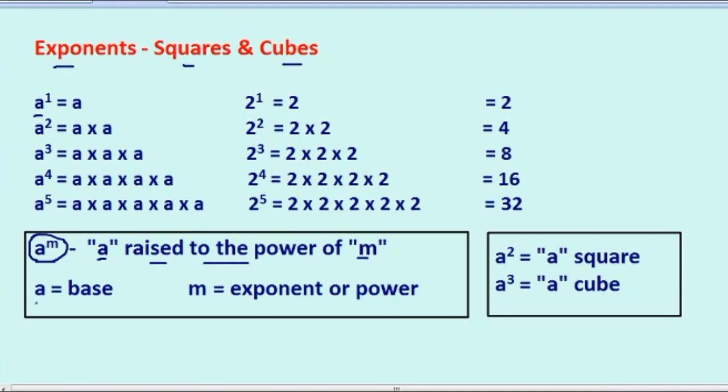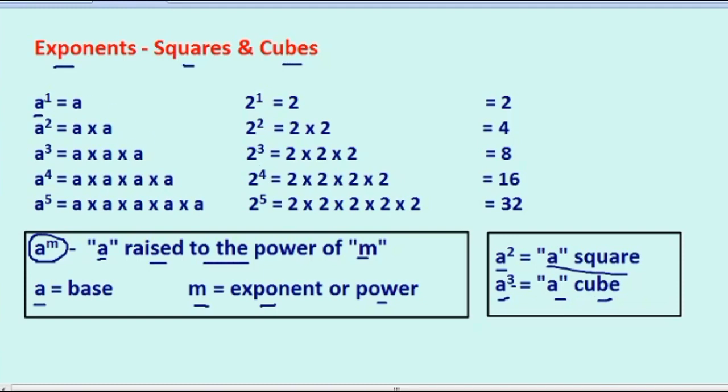Here in this number, a is known as the base, and m will be known as the exponent, or it will be known as the power. We can call it exponent also, we can call it power also. When we write a raised to the power of 2, it is known as a square. And if we write a raised to the power of 3, then it is known as a cube.